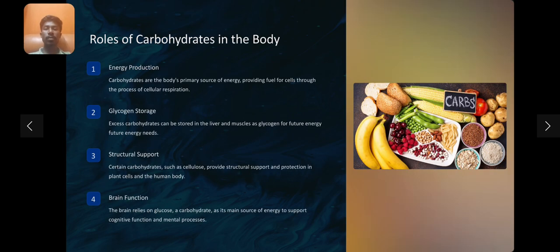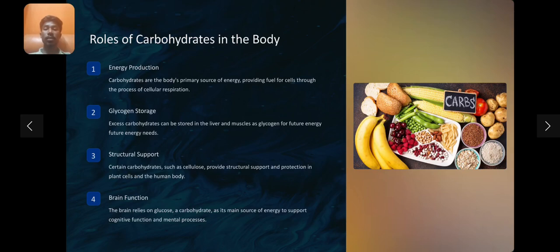Roles of carbohydrates in the body. First, energy production. Carbohydrates are the body's primary source of energy, providing fuel for cells through the process of cellular respiration. Second, glycogen storage. Excess carbohydrates can be stored in the liver and muscles as glycogen for future energy needs.